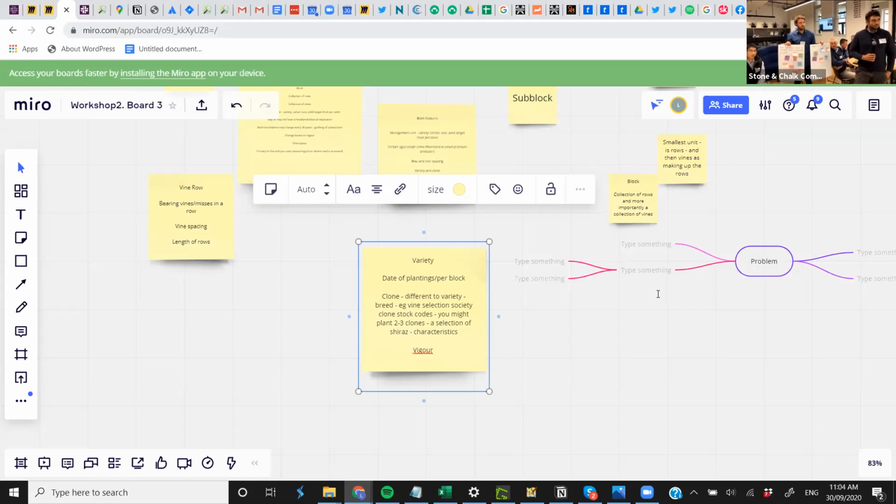So Ben, if you can introduce yourself and then start to talk through how you define what a vineyard is, and what information about a vineyard block is important to you. So what is a vineyard? What is a vineyard block? Over to you, Ben. Okay, Ben Mitchell, Taylor's Wines, viticulturalist in the Clare Valley.